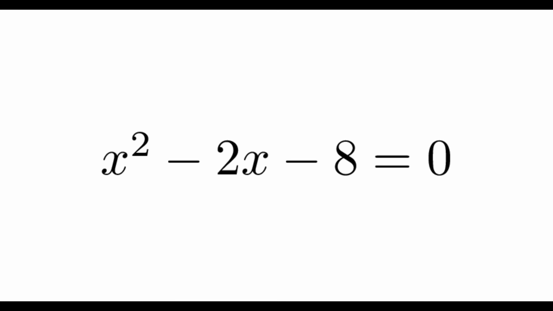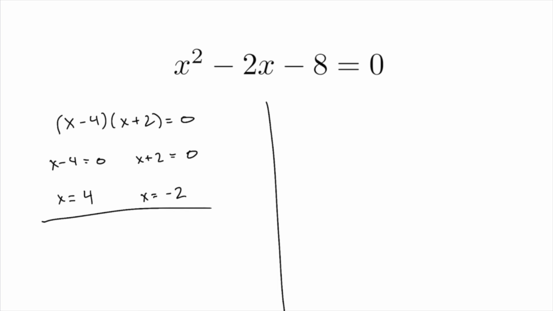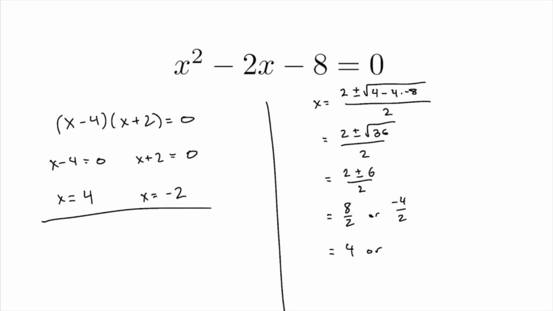Let's say you want to solve this quadratic equation. How about x squared minus 2x minus 8 equals 0? Now, the kids in school learned that there's two ways to do this. You could factor or use the quadratic formula. For this one, you get two answers. x equals minus 2 and x equals 4.